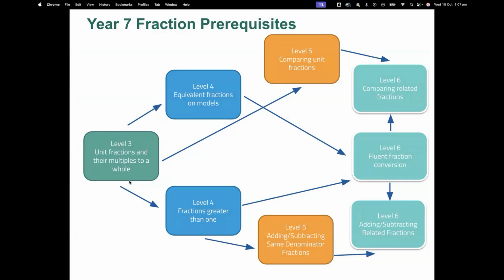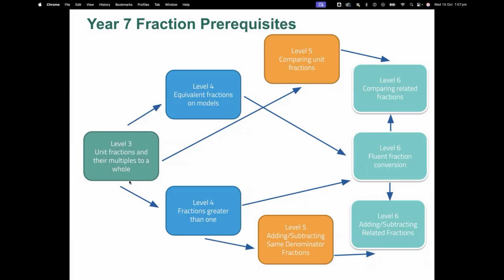And so at level three, we want students to know unit fractions. A unit fraction is a fraction where the numerator is one, something like 1/3 or 1/4 or 1/5. That's a unit fraction, and then multiples to get to a whole. So for example, them being able to count 1/3, 2/3, 3/3 is what we're talking about here. They need to be able to do that fluently.